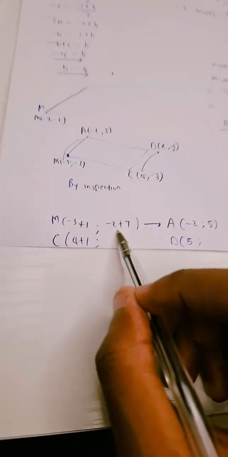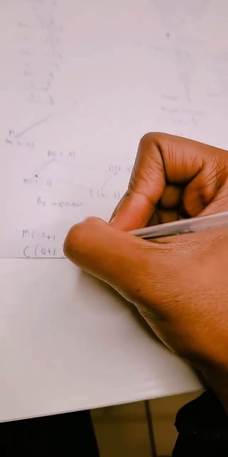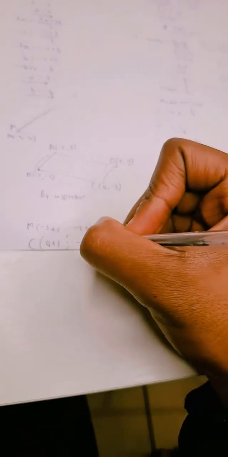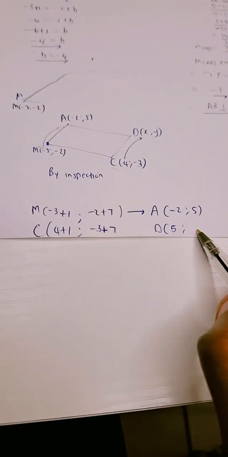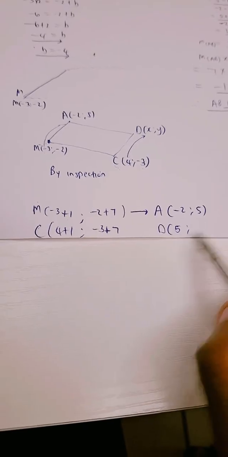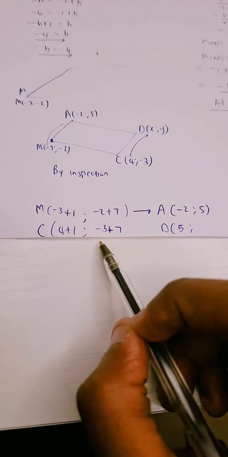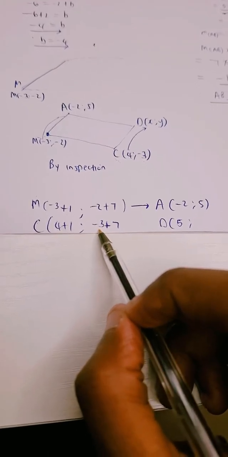Then we do the same thing with the y coordinate. Negative 3, we add 7. What does that then give us as far as the y coordinate of D? We add 7. No, definitely not 10. Okay, negative 3 plus 7.